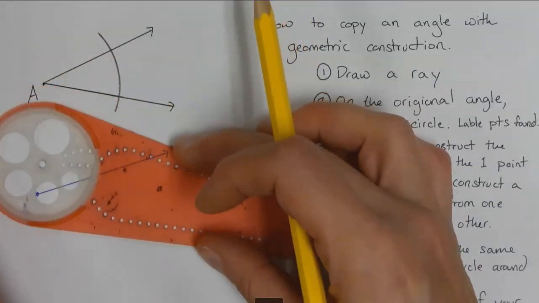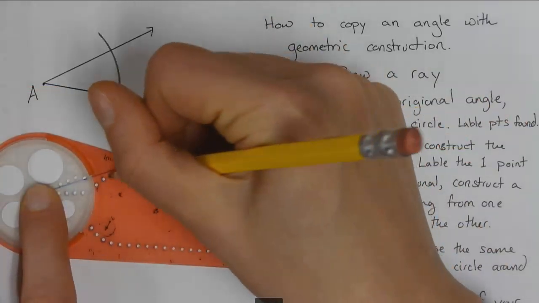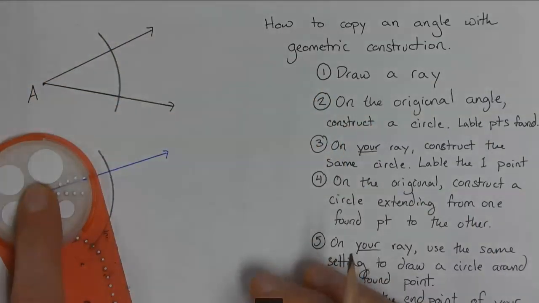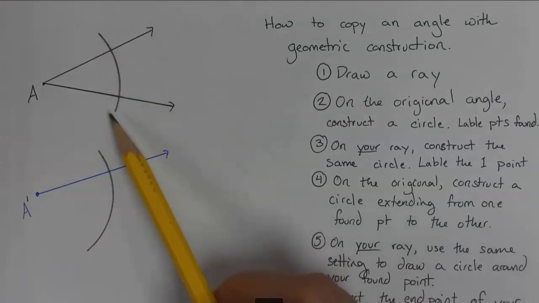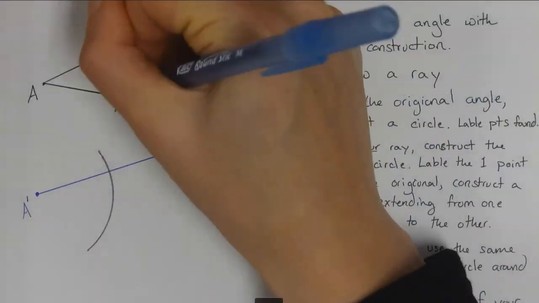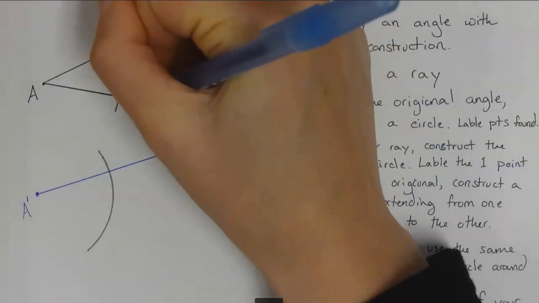Next, I'm going to just drop this down, and around my imitation A, I'm going to do that same circle. Now I don't have two lines to go through, but you can see how I just extended it down the same way that I did up here. Now, on the original, I've created two new points, and I'll just call those points B and C.